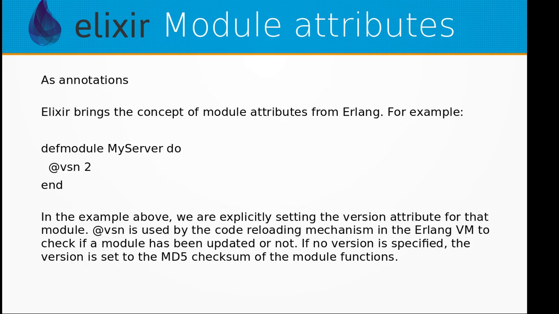The first one is module attributes as annotations. Elixir brings the concept of module attributes from Erlang. For example, defmodule MyServer do and @vsn 2. In the above example we are explicitly setting the version attribute for that module. @vsn is used by the code reloading mechanism in the Erlang virtual machine to check if a module has been updated or not. If no version is specified, the version is set to the MD5 checksum of the module functions.